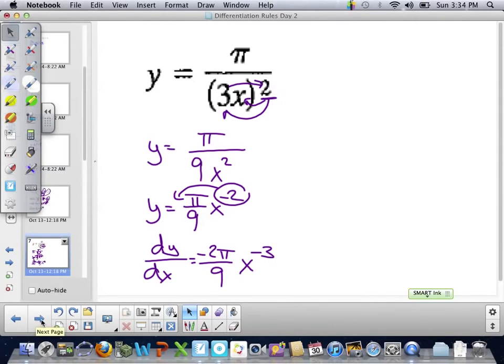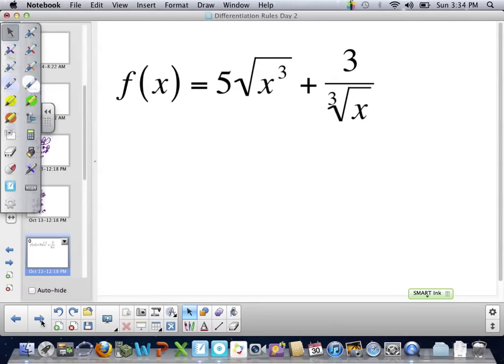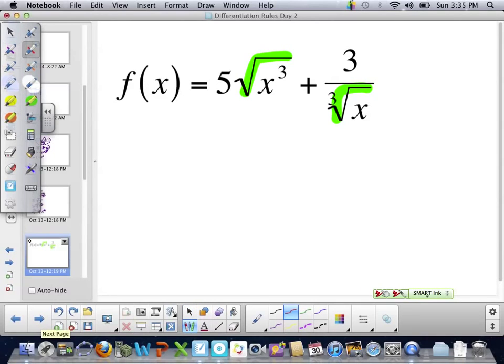All right, the next one. Okay, this one initially does look quite tricky. However, if you just get rid of the radicals, you can get rid of these radicals and get rid of the fraction. So what we want to do here, the square root is what power? Well, the square root is the 1/2 power. So what we got, really, instead of saying 5 times the square root of x to the 3rd, that's the same thing as saying 5x to the 3/2.